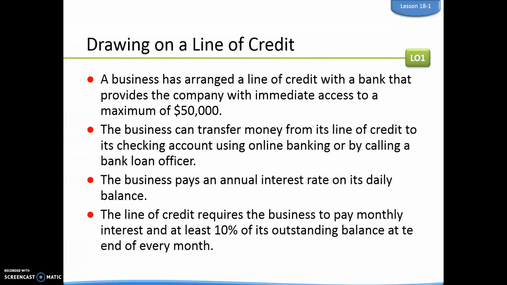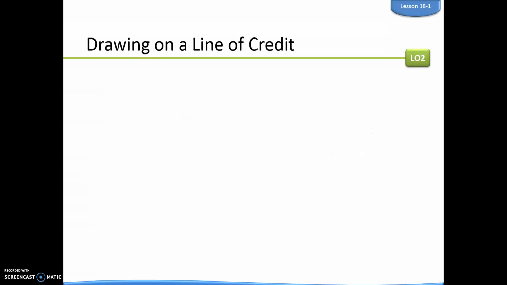A business has arranged a line of credit with a bank that provides the company with immediate access to a maximum of $50,000. That business can then transfer that money from its line of credit to its checking account using online banking, or you can call the loan officer at the bank. And then what happens is that the business pays an annual interest rate on its daily balance. And that line of credit requires the business to pay monthly interest of at least 10% of its outstanding balance. Oh, that should say at the end of every month. So that's kind of setting us up for the problem we're going to look at here.